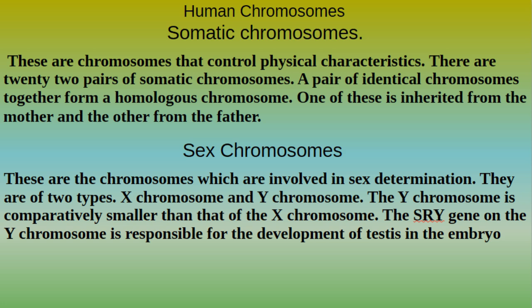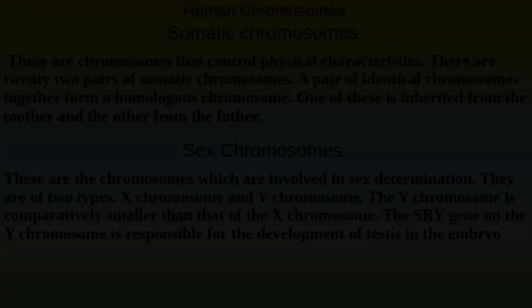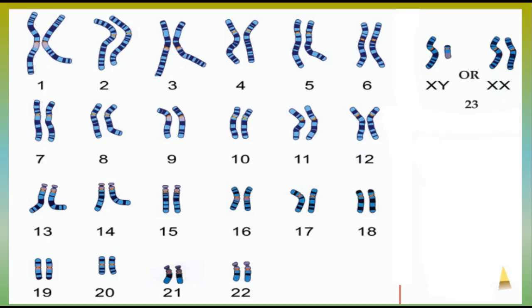Sex chromosomes. These are the chromosomes which are involved in sex determination. They are of two types: X chromosomes and Y chromosomes. The Y chromosome is comparatively smaller than the X chromosome. The SRY gene on the Y chromosome is responsible for the development of testes in the embryo.